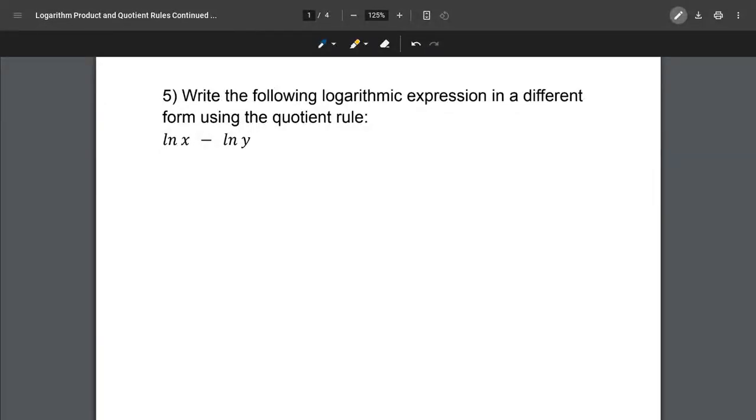In this video, we're going to go through some logarithm problems that I have my Algebra 2 students doing for homework. So this first one here, we're going to write the following logarithmic expression in a different form using the quotient rule. We have the natural logarithm of x minus the natural logarithm of y. Well, if we work backwards on the quotient rule here, we can just write this as the natural logarithm of x divided by y.